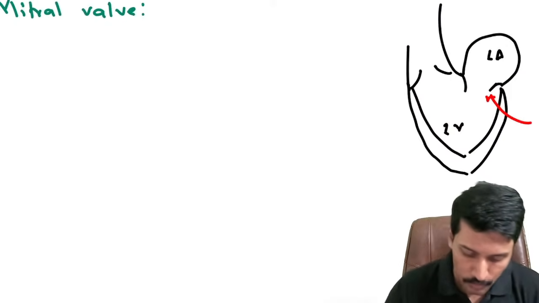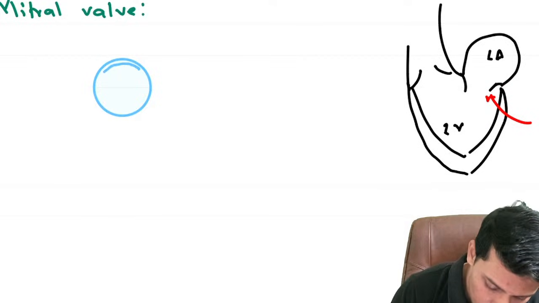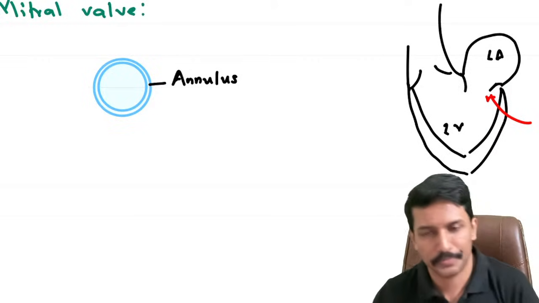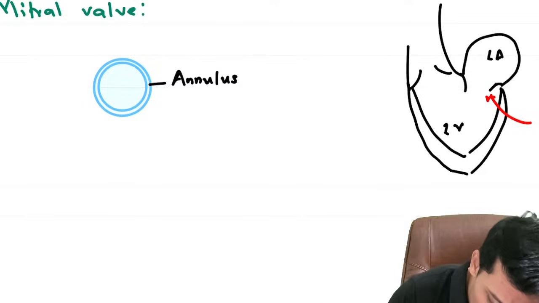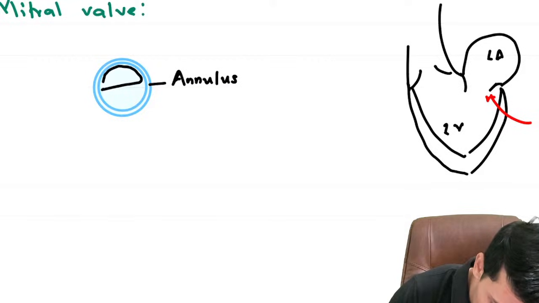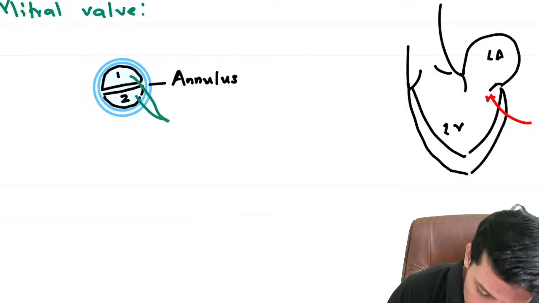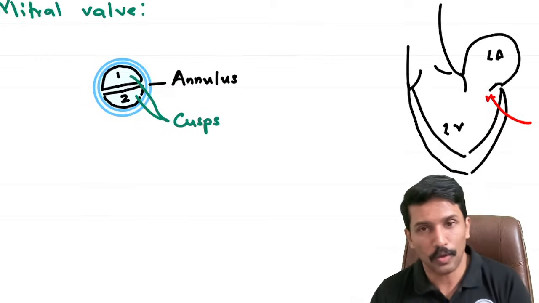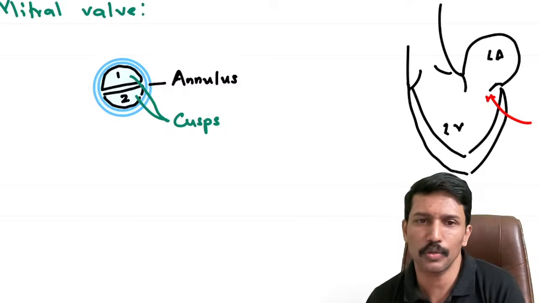Okay. So mitral valve, just like the aortic valve, will also have a connective tissue ring. And that connective tissue ring, we always call it annulus. But my aortic valve had 3 cusps; mitral valve has only 2 cusps. Aortic valve was tricuspid. The mitral valve has only 2 cusps. You can call one of them the anterior mitral leaflet, the other the posterior mitral leaflet. Only 2 leaflets or 2 cusps.